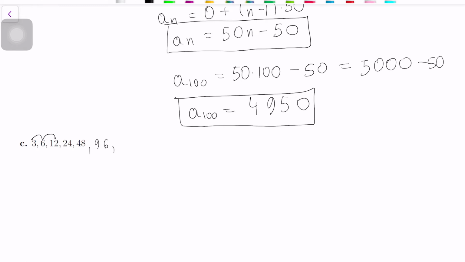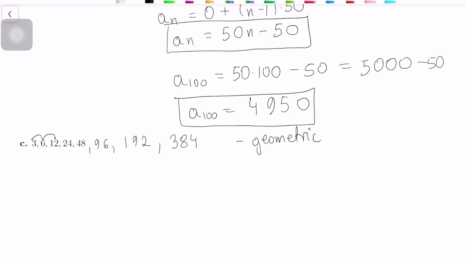So 48 multiplied by 2, 96. 96 multiplied by 2, so that's going to be 192, right? 90 times 2 is 180. 6 times 2 is 12. So 180 plus 12. And then 192 times 2, so that's going to be 384, right? So remember, we're supposed to list the next three terms.